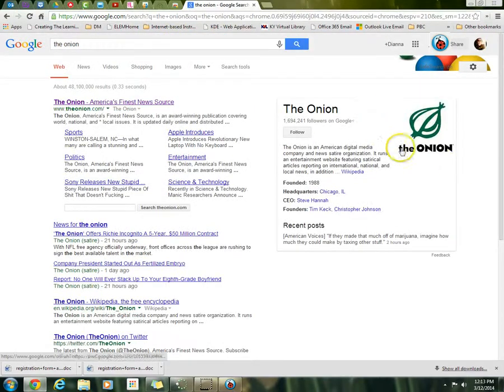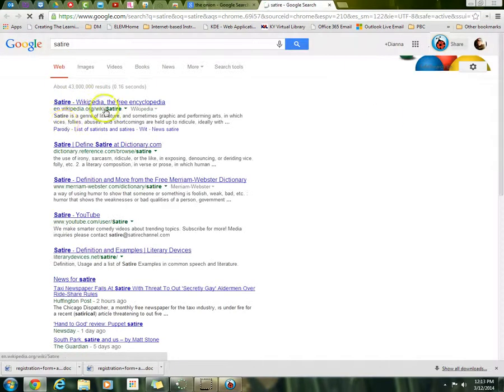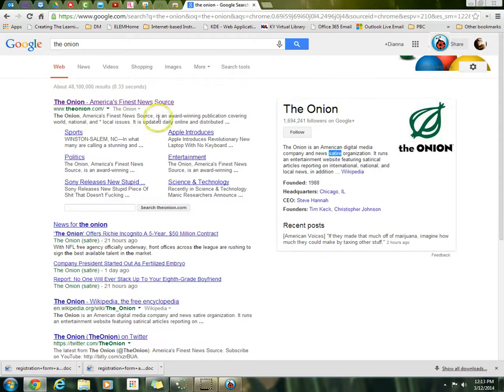It's a digital media company, and it's a news satire organization. Well, when you search for satire, it gives you the definition, which is irony, sarcasm, supposed to be funny. Okay? So that's what it was meant to be. It was to be funny. So that's how you don't always know, but you can research to try to figure out if the news is real news or fake news.